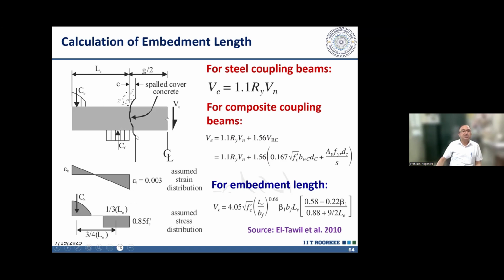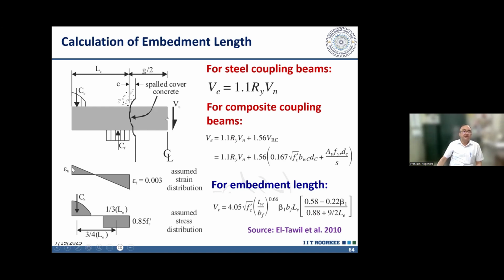The maximum strain which can occur here before crushing is 0.003, the maximum crushing strain which can be permitted here. Corresponding to this strain, we can calculate the stress block. Al Tawil and others have done a lot of study on that, and a design method is provided. This design method is still not incorporated in any code, but so far it is the only method through which we can design these metal or steel coupling beams.